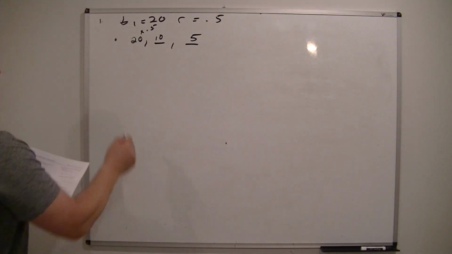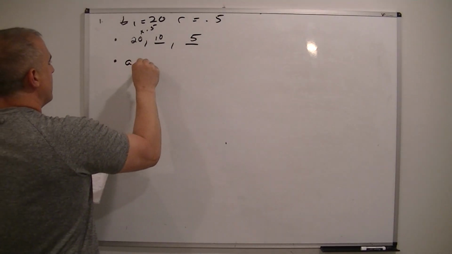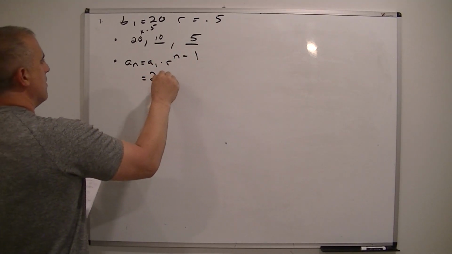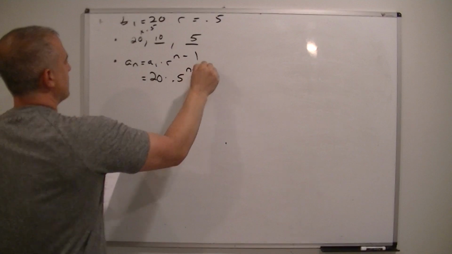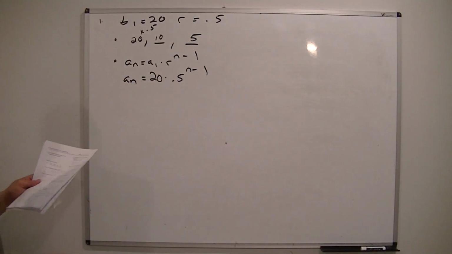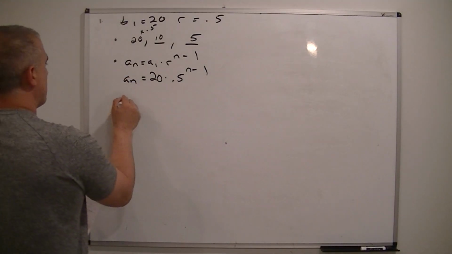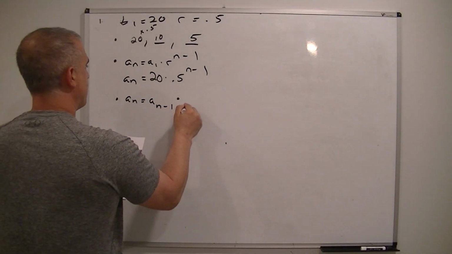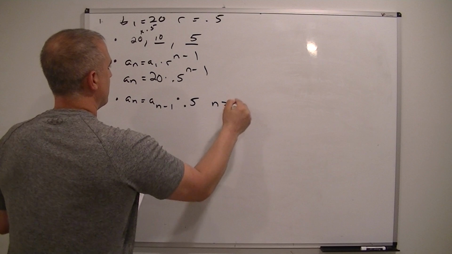Okay? The explicit formula for geometric is this formula right here, where we know the r and we know the rate, which is a half. Okay, so that would be the explicit. The recursive formula is just a sub n minus 1 times 0.5, where n is greater than or equal to 1.